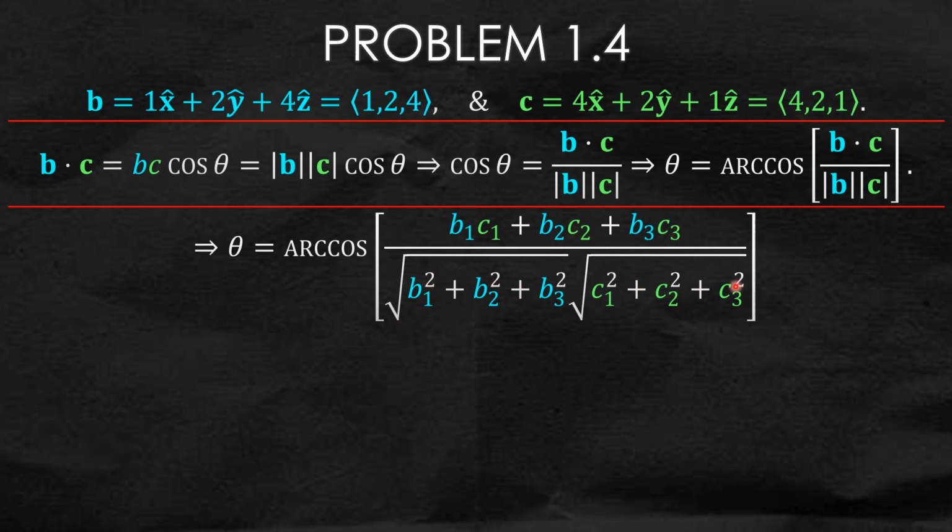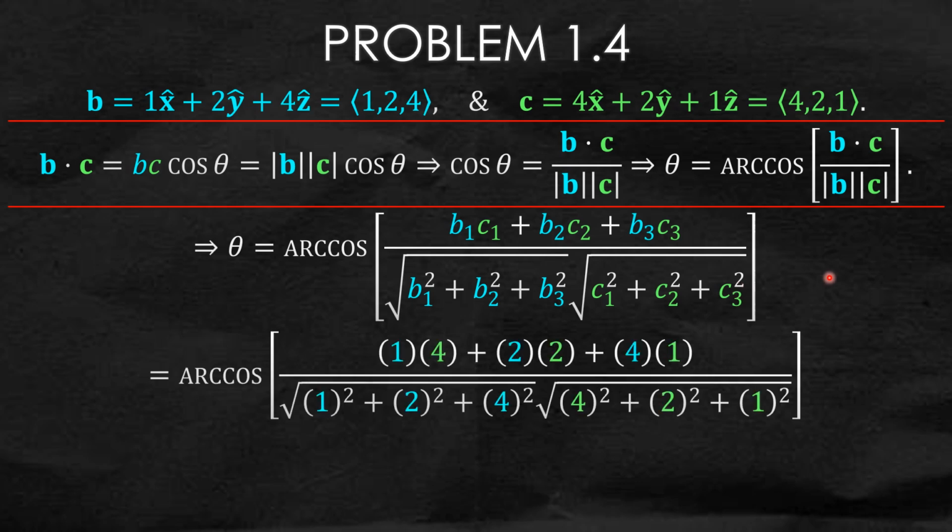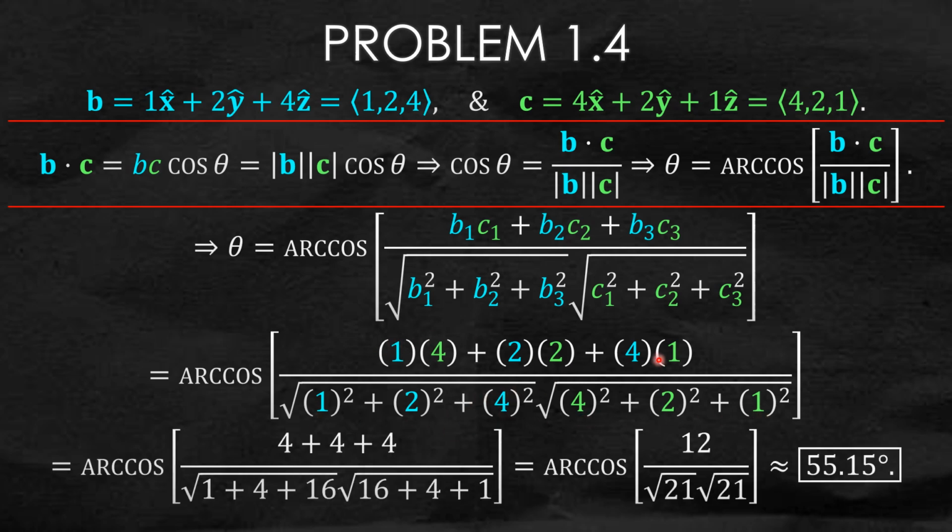So now that we have this theta in terms of a full vector component form, we can just plug in from our vectors. So we have 1, 2, 4 from B, and then we have 4, 2, 1 from C. Square them, multiply them out, and we see that the numerator gives us 4 plus 4 plus 4. The denominator gives us 1 plus 4 plus 16. So both of those sum to 21. The numerator sums to 12.